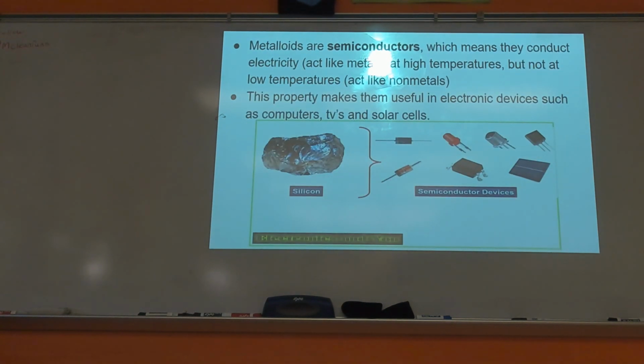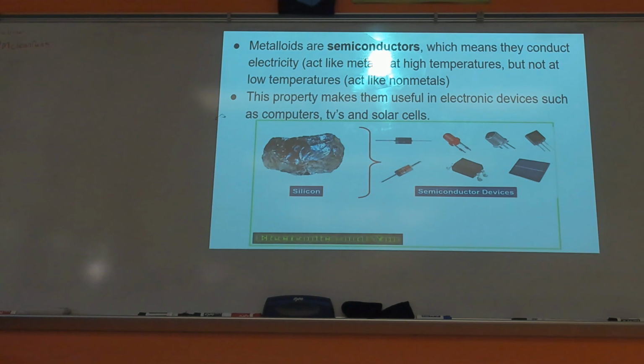All right, a little bit on the properties of metalloids. Metalloids are called semiconductors. What's a common name for California? We go to California, called something Valley. Silicon Valley. Why do they call it Silicon Valley? Somebody explain that for me.